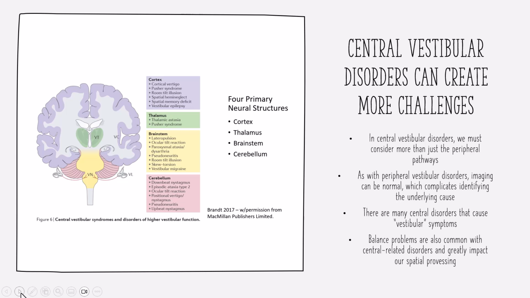So think about Parkinson's disease. We don't diagnose that by imaging. And there are several types of spinocerebellar atrophy that may not show up in imaging.